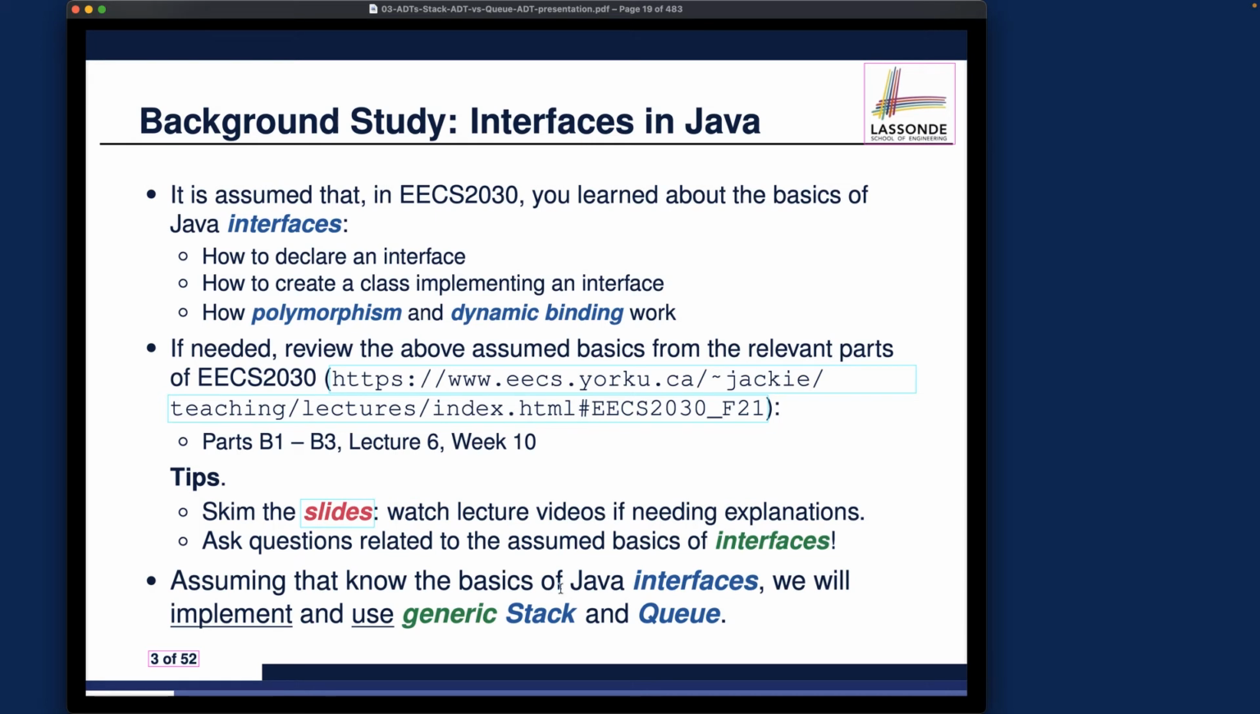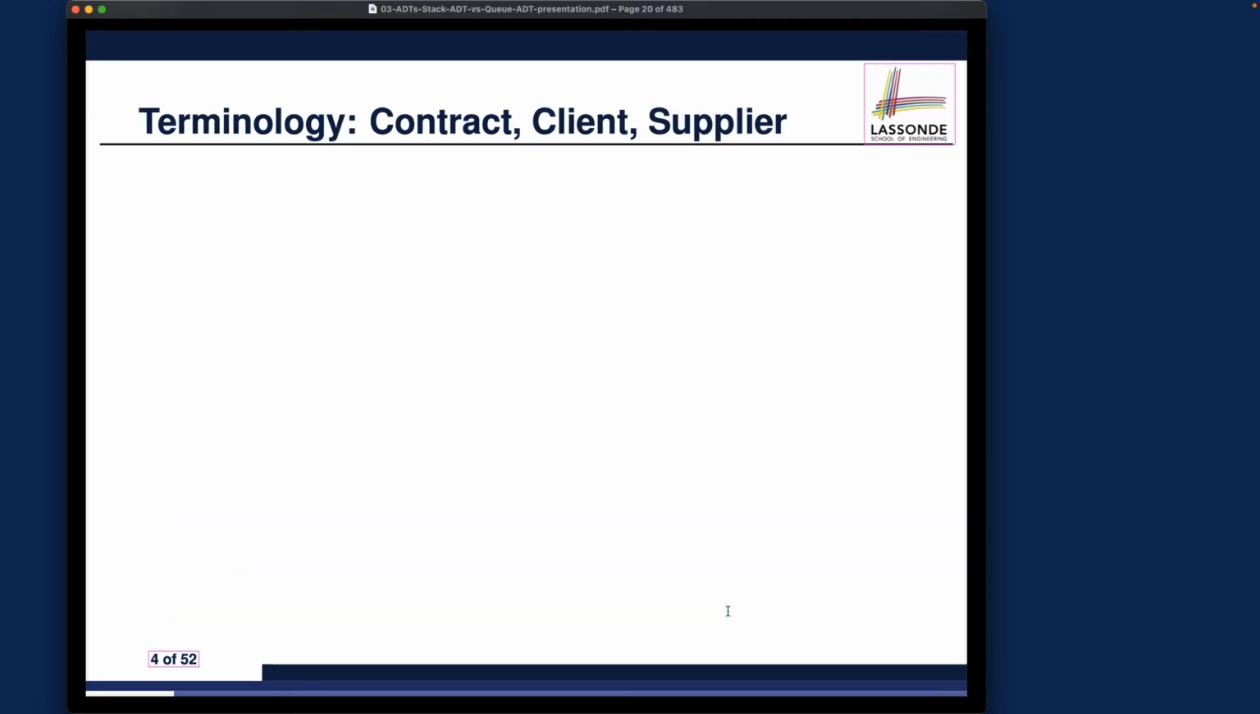Right, so assuming that you know the basics of interfaces, we're going to show this week, I'm not too sure if I will get to it, but if not, definitely next week, how we can implement a generic stack and also a generic queue using interfaces. Not only that, we're going to use generics, which you already reviewed, and also we're going to use the interfaces, both of these. Alrighty, let's now talk about abstract data types.